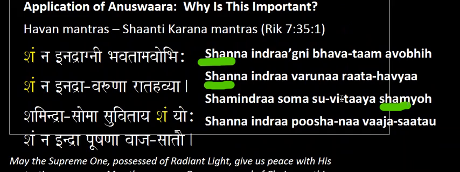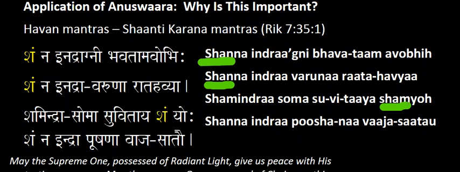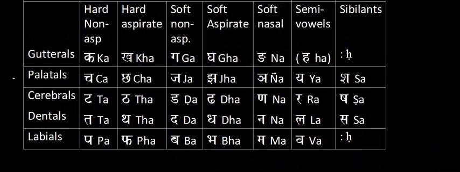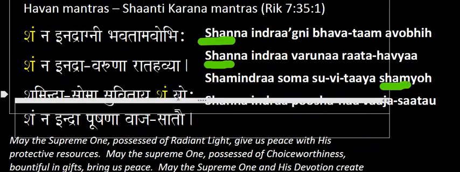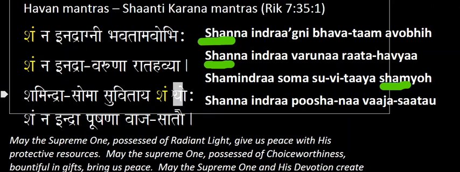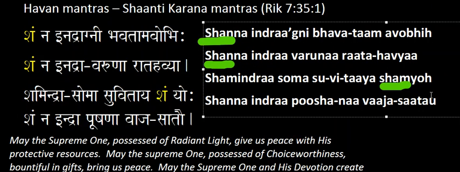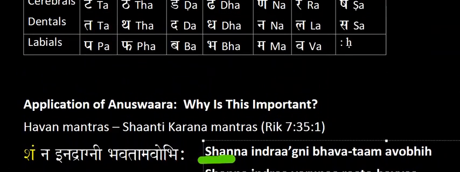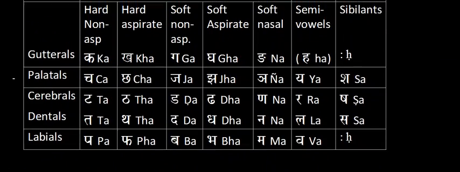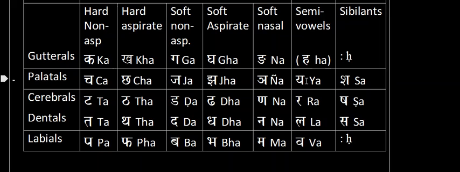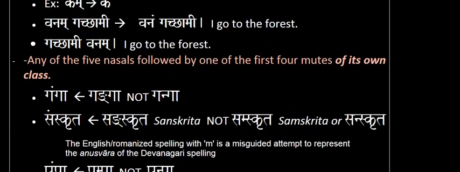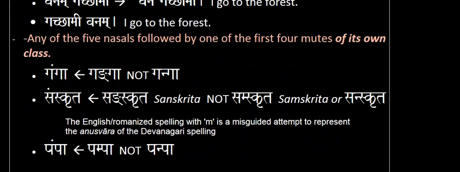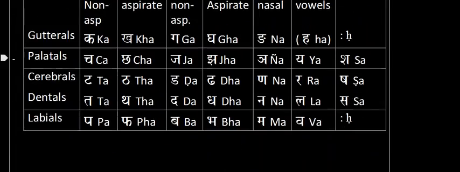Now for sham yoho, this gets interesting. Let's take a look at the letter. So it's sham yoho. The letter that is following the anuswar is ya. Let's take a look at the table as to where ya is. Ya is not one of the mutes. So it doesn't follow this rule, any of the five nasals followed by one of the four mutes.